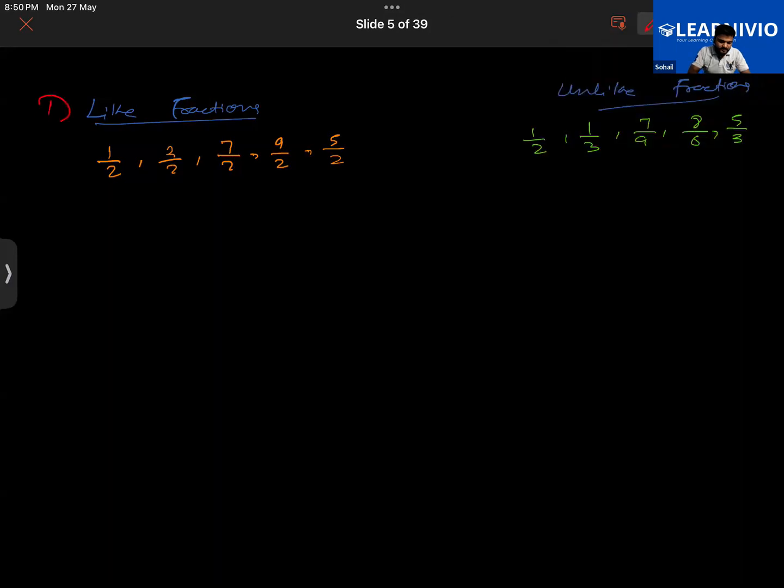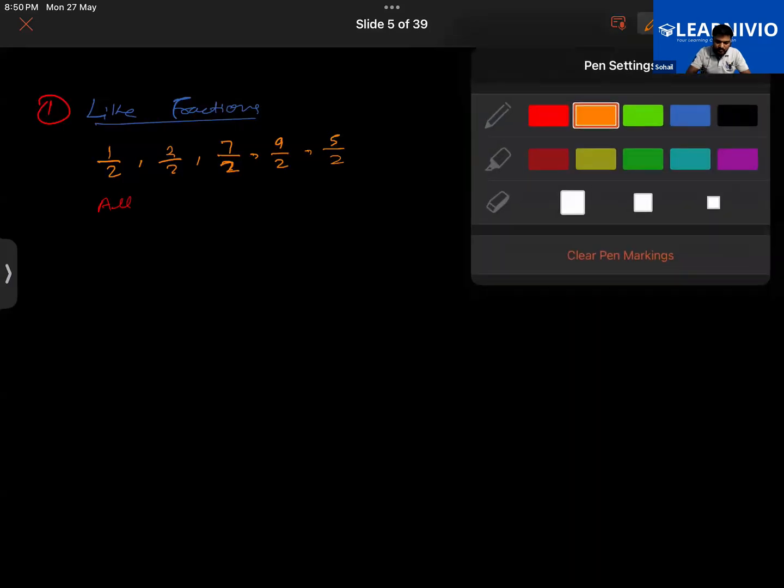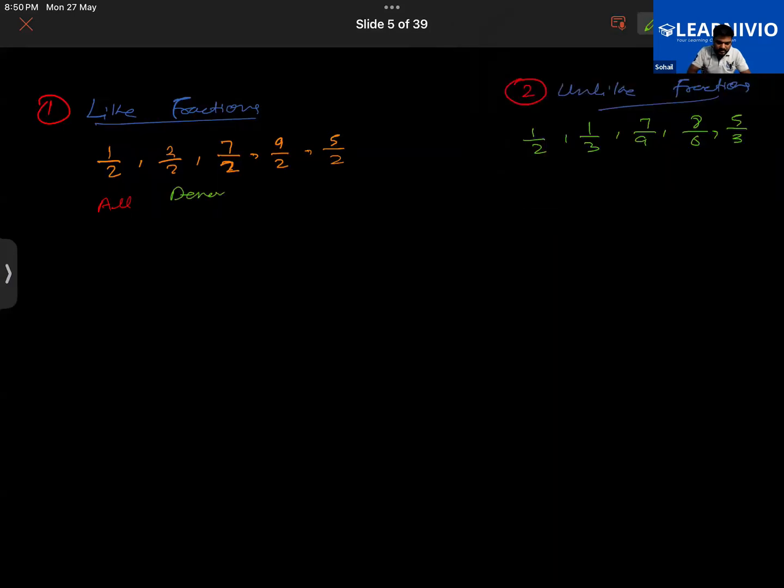In the first one, all of the denominators are same. This is also 2. All denominators are same. While in this case, what we observe is that denominators are different, isn't it? Not the same. Good. Denominators are different. So that is like fractions and unlike fractions. Hope you are getting it.